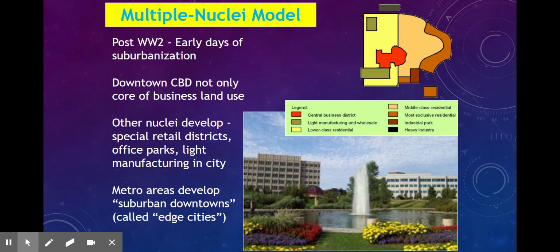The most important part of this, as you can imagine, is other nuclei developing. So we have retail districts, industrial districts, light manufacturing, and you might have office parks. Like I said, you might have some sort of airport industry, a hub within the city. And we start to see metro areas developing on the outside of the city, the downtown of suburbs. These are going to grow into what we're going to call edge cities, or cities that are developing on the edge of the original city.